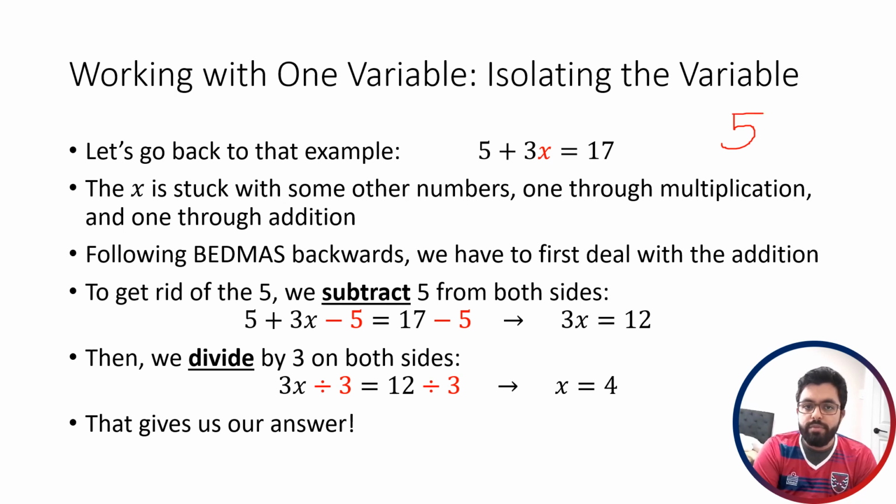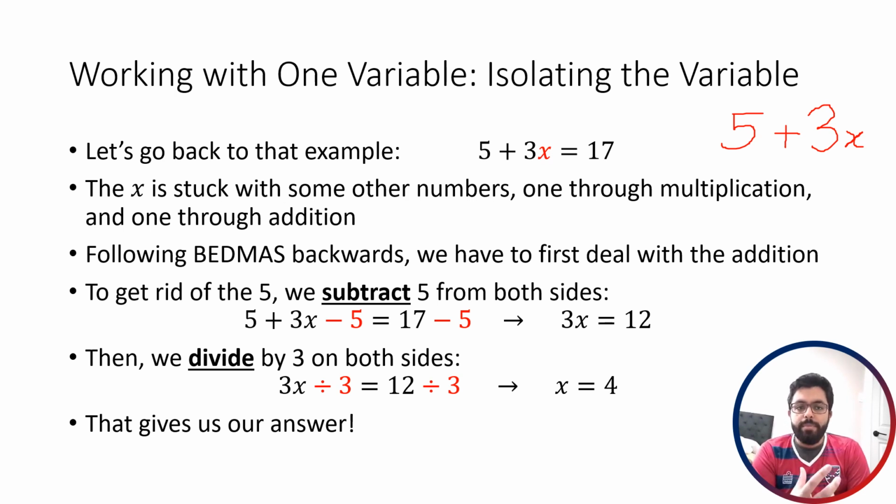We're just looking at the 5 plus 3x, right? So if I've got 5 plus 3x on the left side of the equal sign, the thing with following BEDMAS is you want to get rid of the addition and subtraction first, because we're following BEDMAS backwards. So now we start with the addition and subtraction. So we would really love to get rid of this 5.